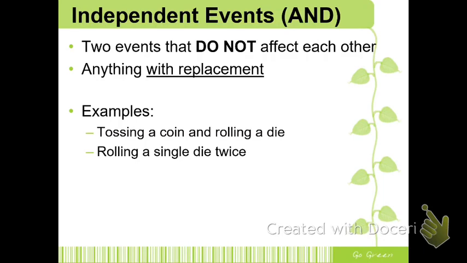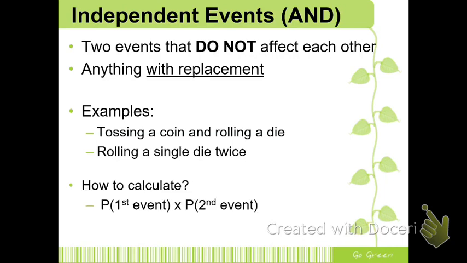Some examples of things that are independent: tossing a coin multiple times or rolling a die. The fact that you get a heads on the first flip of a coin does not change the probability that the second flip would be a heads. And in general, what you'll do here is you'll take the probability of the first event, the probability of the second event, and you will multiply those to find the probability of both of those things happening in succession.